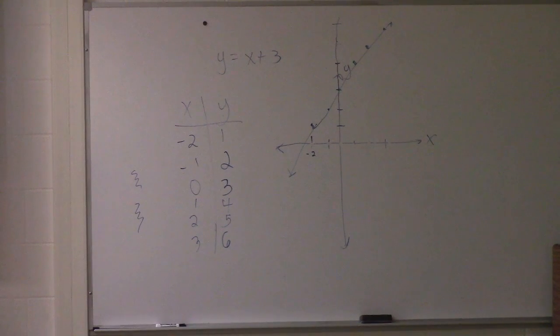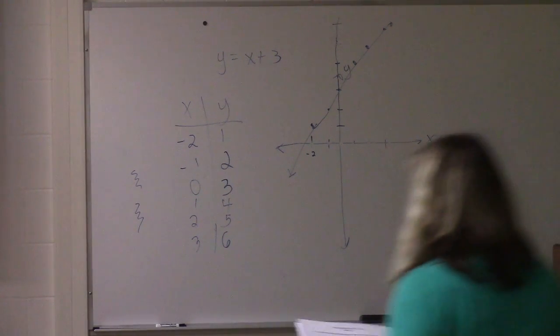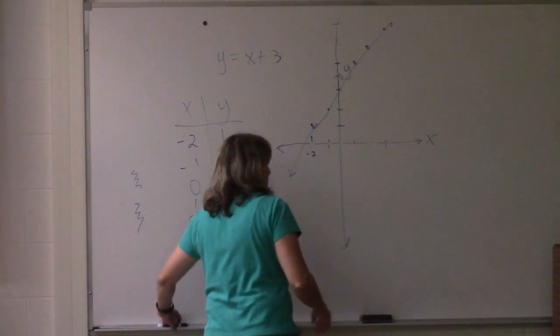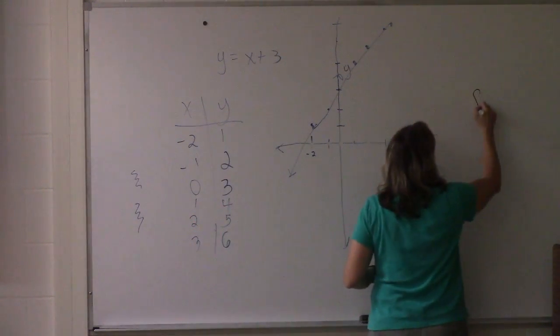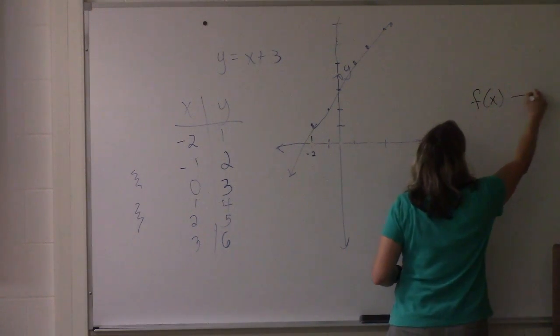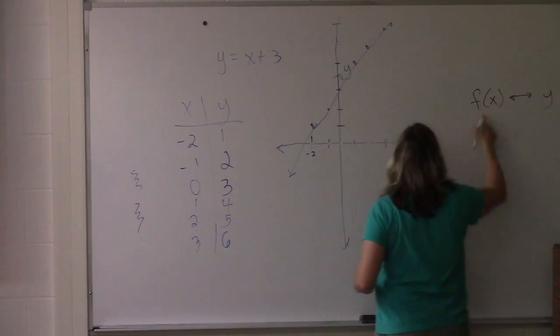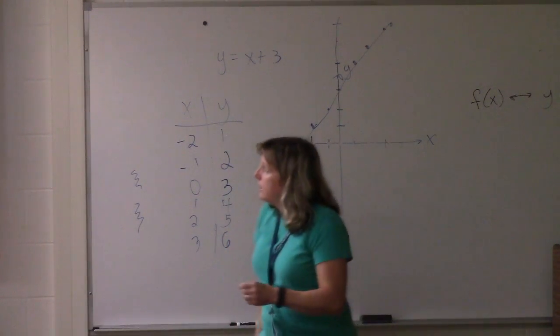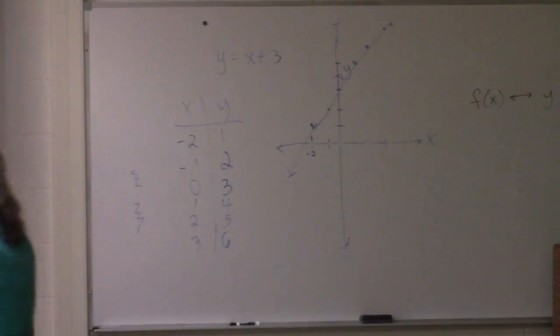So we've got y equals f of x, or y. Remember, those could be the same thing. We've got f of x is the same thing as y. It's just function notation. So we've got y, this is an absolute value function.